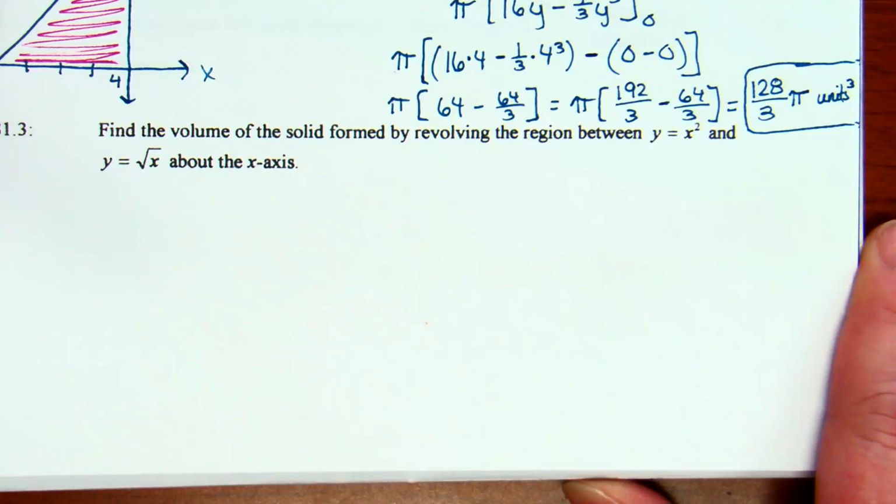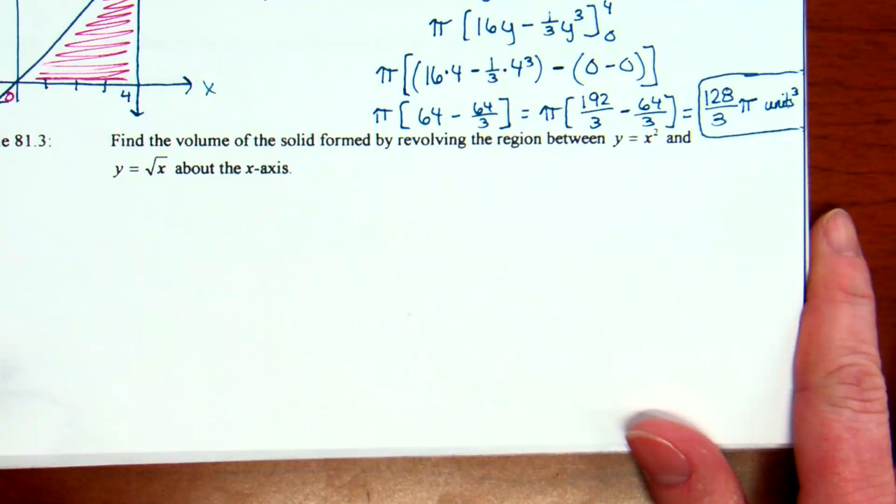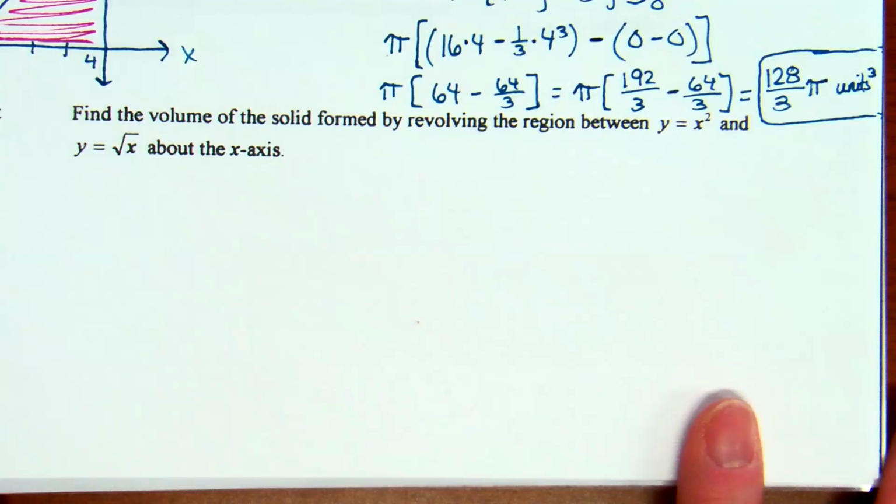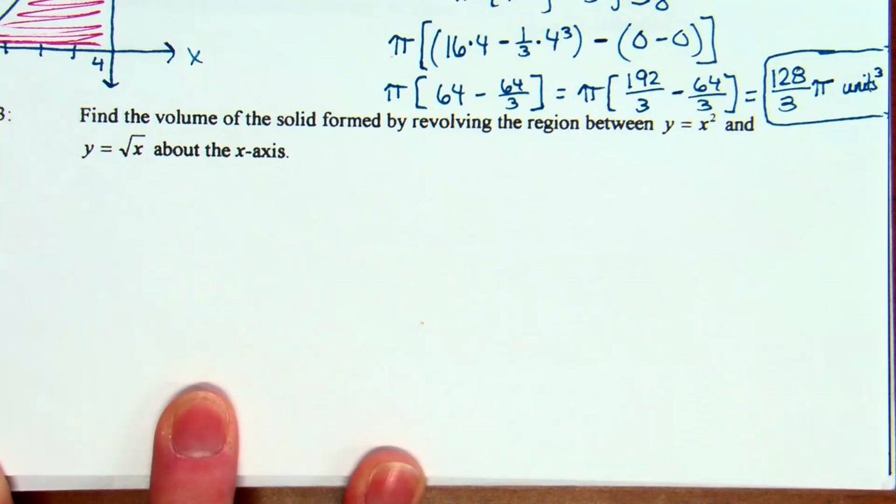Example 3. Find the volume of the solid formed by revolving the region between y equals x squared and y equals square root of x about the x-axis. Okay. A picture, for visual effects, just because we're going to need to know big R versus little r, right?